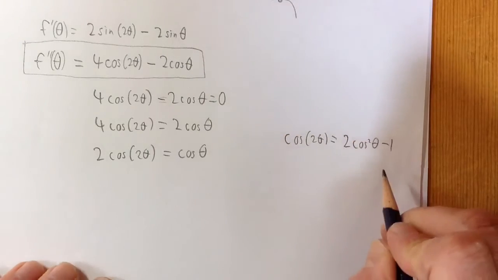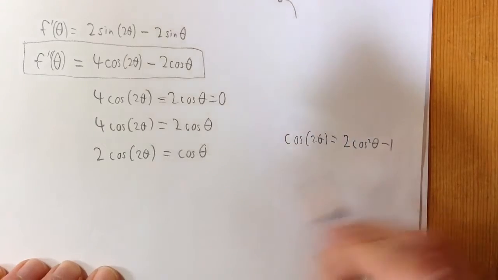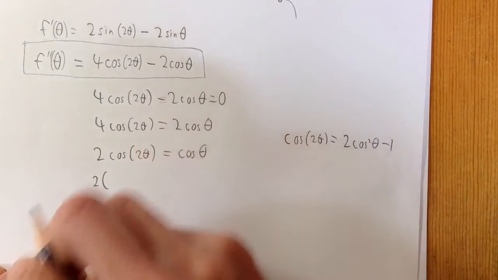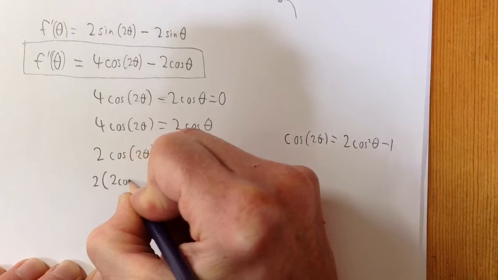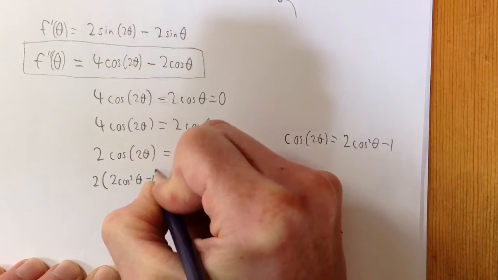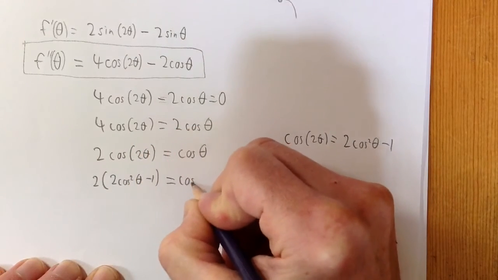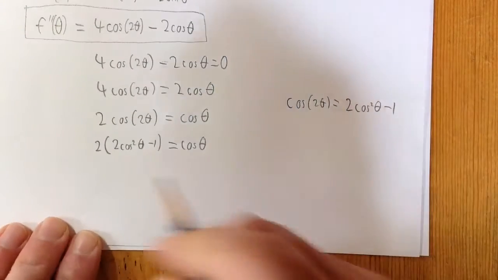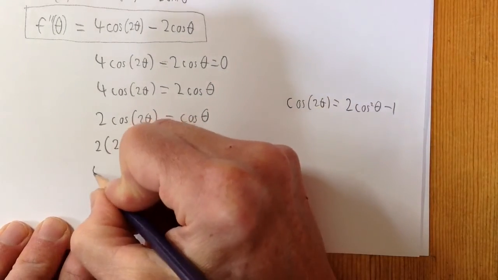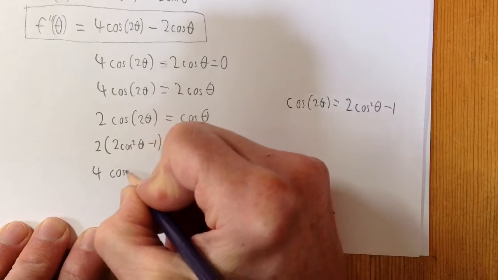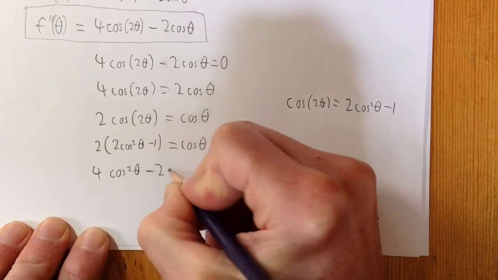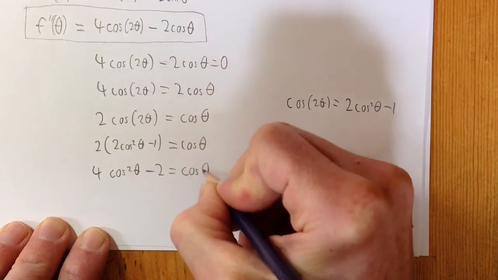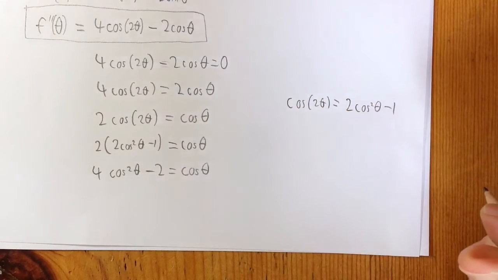I'm just looking online because I have it open. So this is 2 times 2 cosine squared theta minus 1 equals cosine theta. Let's see, multiplying that out: 4 cosine squared theta minus 2 equals cosine theta. Okay.